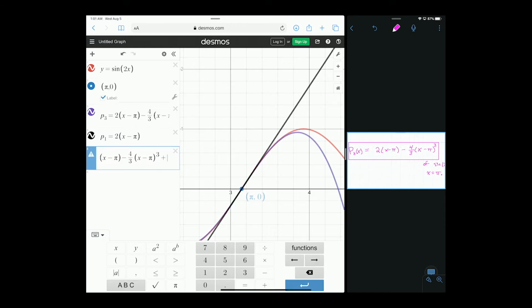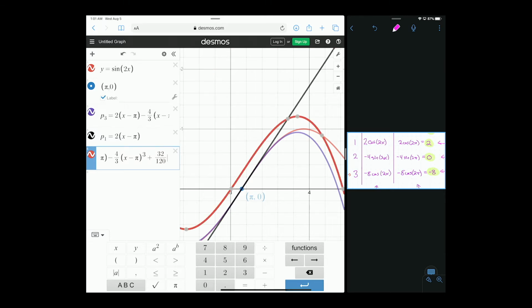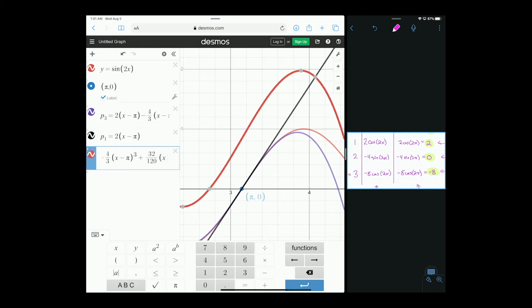So what was happening to those derivatives? Oh, I can see them right here. Where are the derivatives? So we went from a 2 to a -8. So the next one's probably going to be a +32. I'm just trying to guess the formula here. You would not have to do this. Over 5 factorial, which is 120. And then x minus pi to the 5.